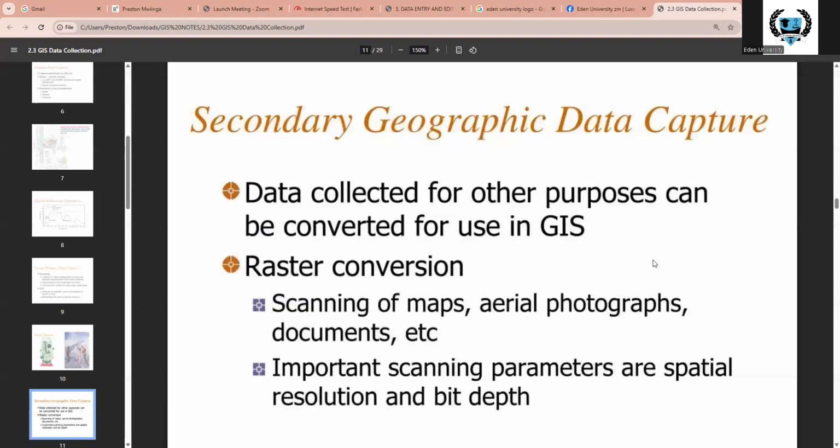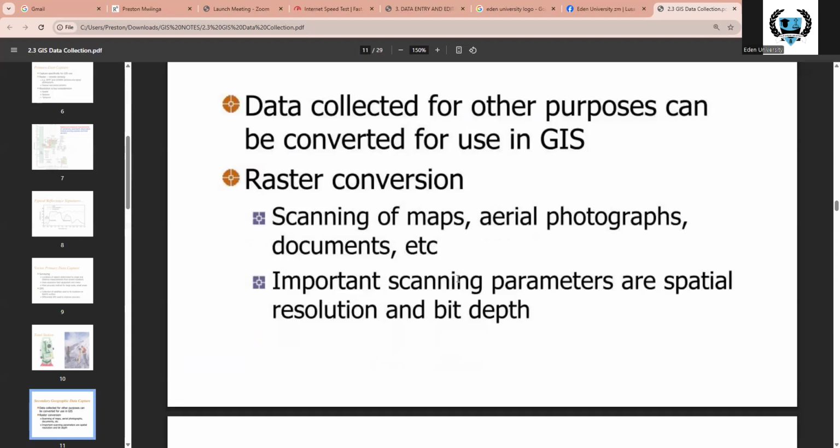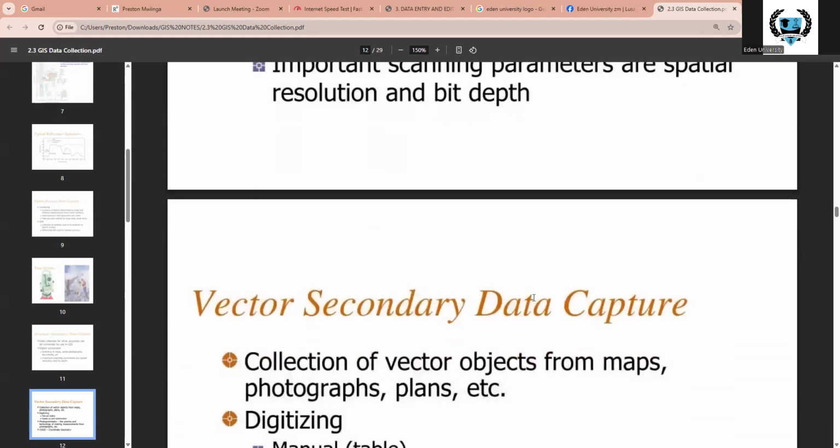Secondary geographic data capture. Data collected for other purposes can be converted for use in GIS. So raster conversion, scanning of maps, air photographs, etc. Important scanning parameters are spatial resolution and bit depth.